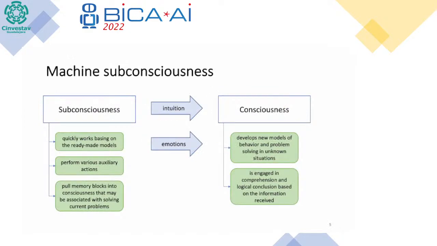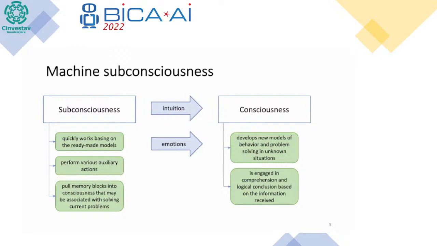The subconsciousness mind has a larger memory than the consciousness mind, and several independent intelligent agents functioning in parallel. In contrast, the consciousness mind has a single agent. Consciousness is engaged in comprehension and logical conclusion based on the information received. Consciousness develops new models of behavior and problem solving in unknown situations. Subconsciousness agents perform various auxiliary actions and pull memory blocks into consciousness that may be associated with solving current problems. Subconsciousness quickly works based on ready-made models.